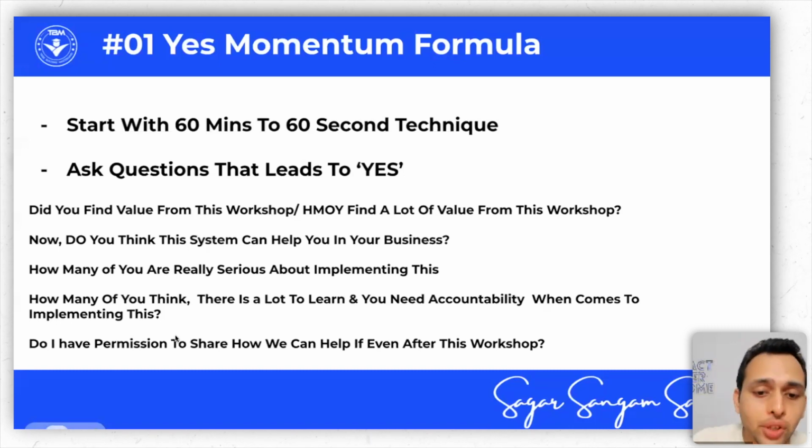Do I have permission to share how we can help you even after this workshop? Type yes. Those who have said yes 4 times, the 5th time they will say what? They say yes. So this is called the yes momentum formula.